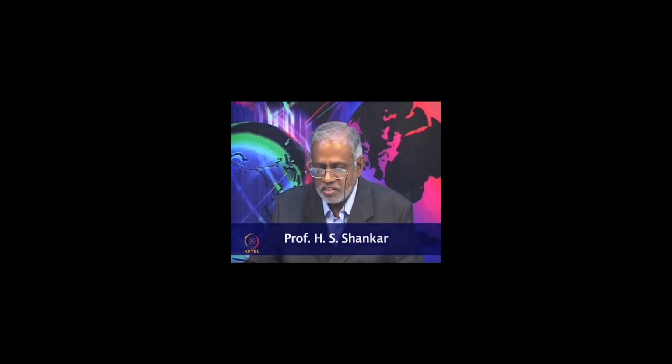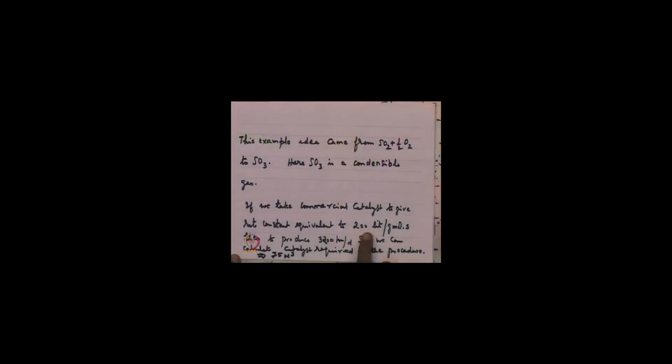Of course, in reality so many other things may take place, but if the rate constant is 200 liters per gram mole second, to produce 3200 tons per day, we will need about 75 cubic meters of catalyst, and that is the point we are trying to get across.